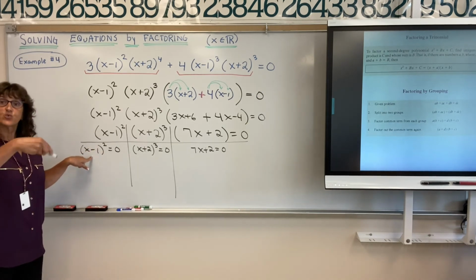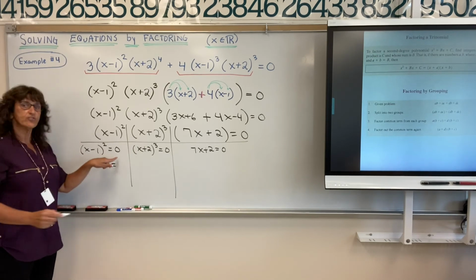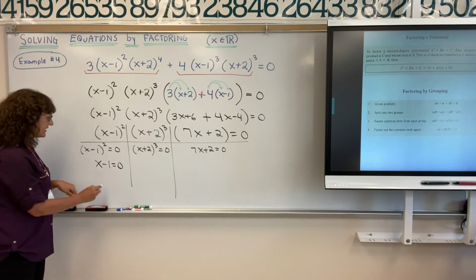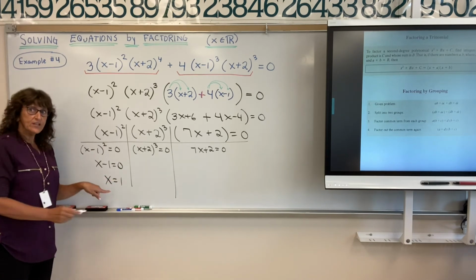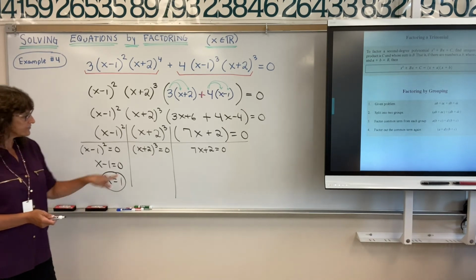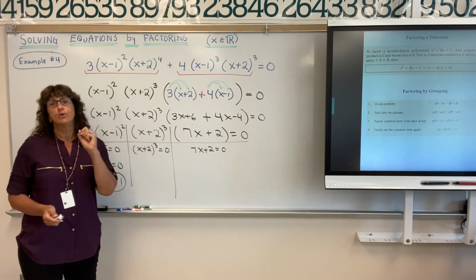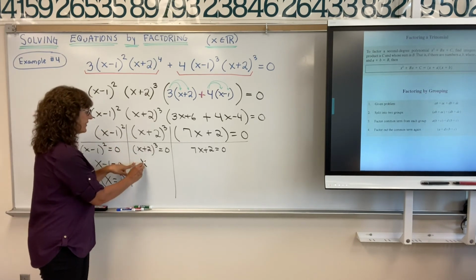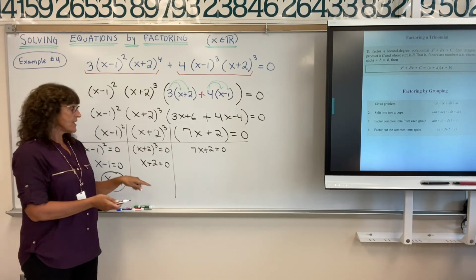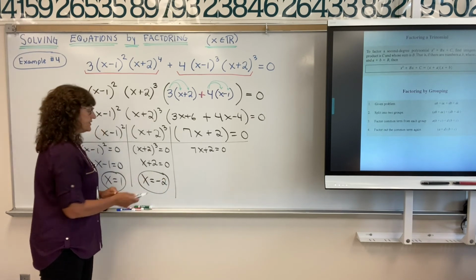Okay, take the square root of both sides. The square root of the left just gives you x minus 1, and the square root of 0 is 0. And then add 1 to both sides. So x equals 1 is one of our solutions. There's one of them. Next one, x plus 2 quantity cubed is 0. Take the cube root of each side, so you end up with x plus 2. The cube root of 0 is 0. Subtract 2 from both sides. So you have negative 2 here.